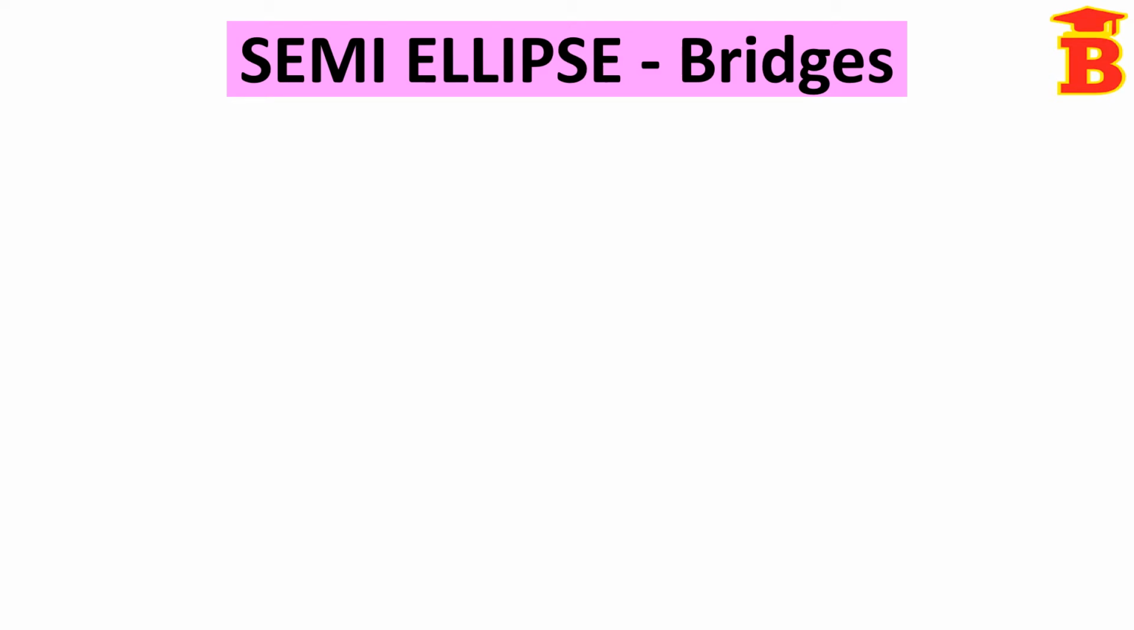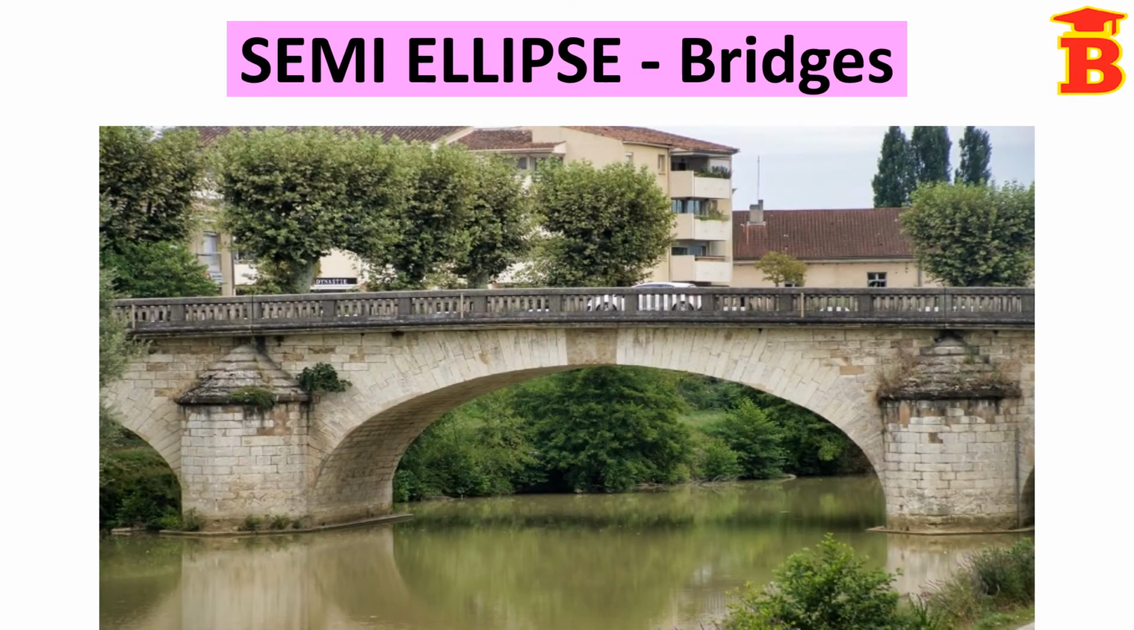Let us learn about the semi-elliptical bridges. Semi-ellipse means half of the ellipse. Let us see the pictures. This is a bridge. Here this arch is in the form of semi-ellipse, that is half of the ellipse.